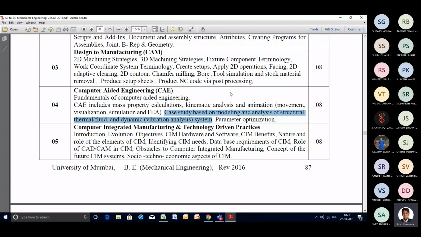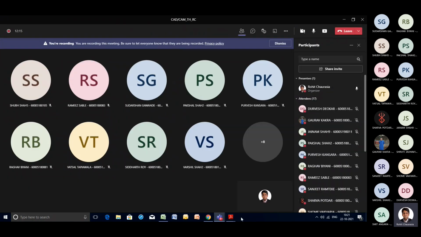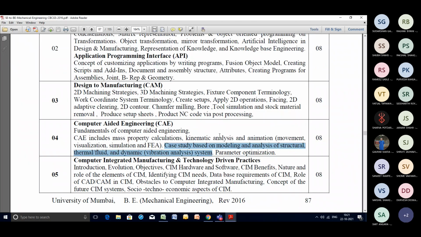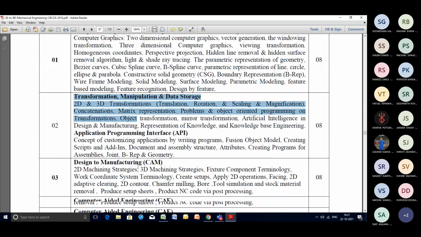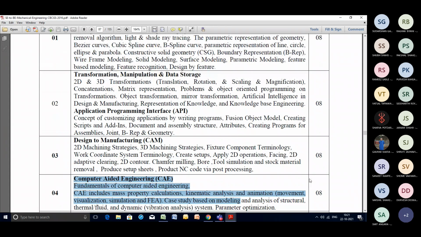And the next part is that after the case study you need to explain what the parameter optimization is. Yes, anyone having any doubt can ask, because already we have completed our syllabus of CAD CAM. I think the pattern and the questions are done for the first module, second module and this fourth one. So already we are done with our syllabus.